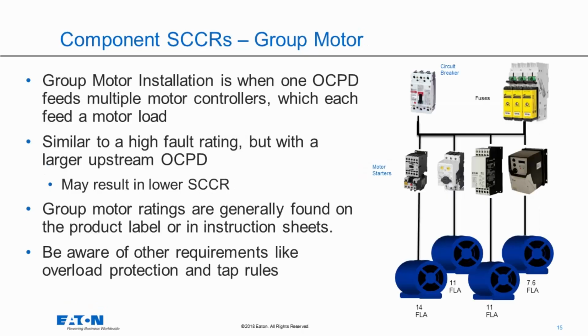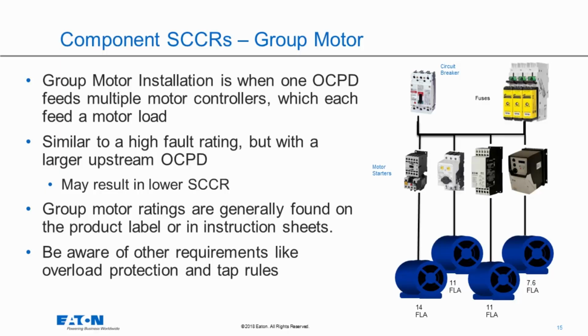The next type of rating is a group motor rating. So group motor is when you have one overcurrent protective device that feeds multiple motor controllers that each have their own overload protection, and those each feed a motor load. So these are pretty similar to a high fault rating, but because that upstream overcurrent protective device is larger, you're going to use a larger fuse, in this case, if you're feeding 4 controllers that each go to a motor, as opposed to if you had 1 fuse per controller.